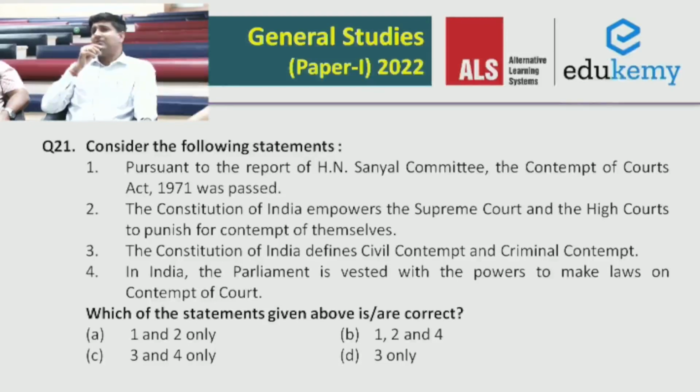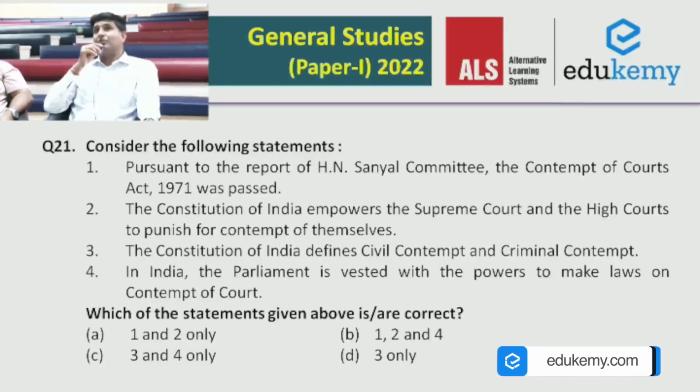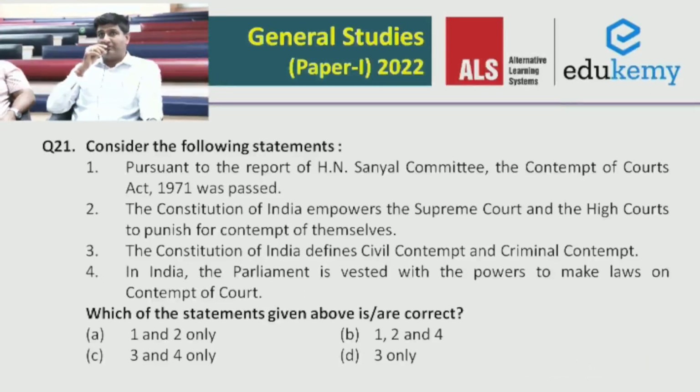Statement 3 is wrong. It says the Constitution of India defines civil contempt and criminal contempt. Nowhere in the Constitution is there a definition for civil contempt and criminal contempt. Rather, it is the Contempt of Court Act of 1971 in which the two terms have been explicitly defined. So statement 3 is wrong.